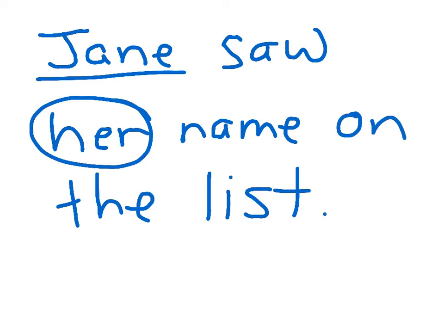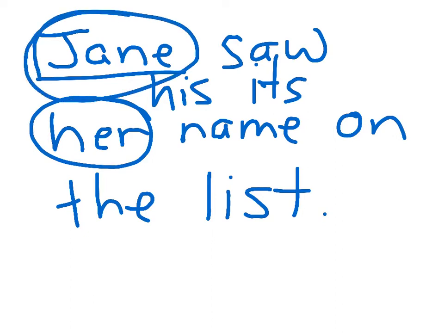If it was Jane saw his name on the list, or Jane saw its name on the list, it would be wrong. So you have to be very careful about what the pronoun antecedent is. What is the gender and what is the number? How many are there?